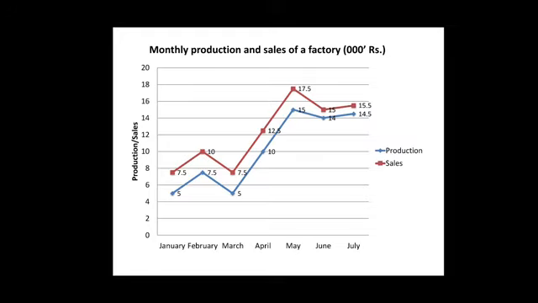Here we see the line shaded with blue color shows the behavior of production between January and July, and the line shaded with maroon color shows the behavior of sales of the same factory during the same months. So here we see that it is a two variable time series graph or two variable arithmetic graph, as it shows the values of two variables simultaneously on the same graph with respect to some time period.